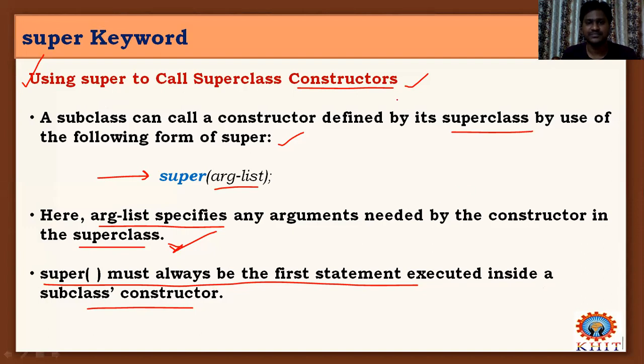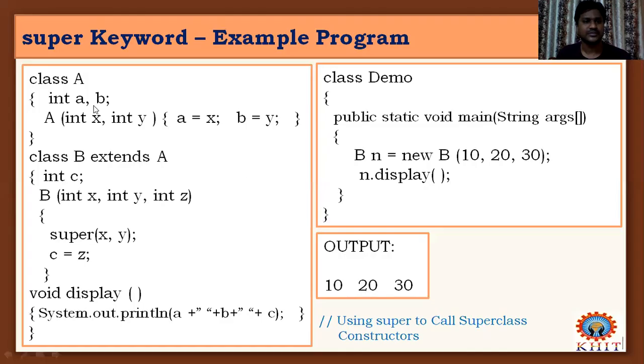Coming to the example program of the super keyword for calling a superclass constructor. Class A has two instance variables A and B, and a constructor with two parameters to initialize these instance variables of class A. When we define class B as a subclass of the existing class A by using the extends keyword, we are implementing inheritance between the two classes. Now A is the superclass and B is the subclass. Inside B, there is one instance variable C.